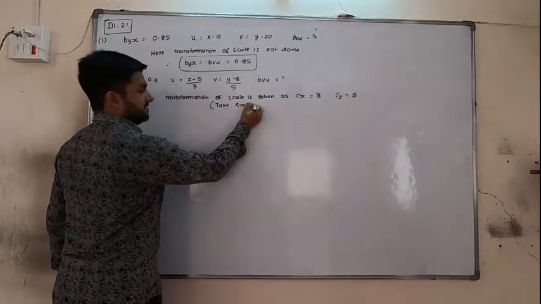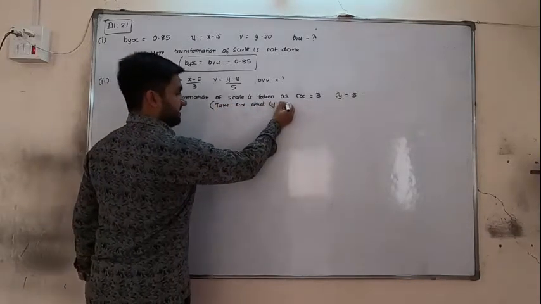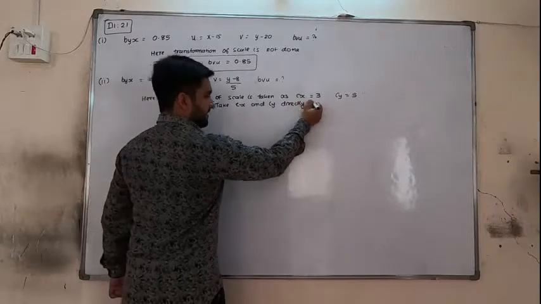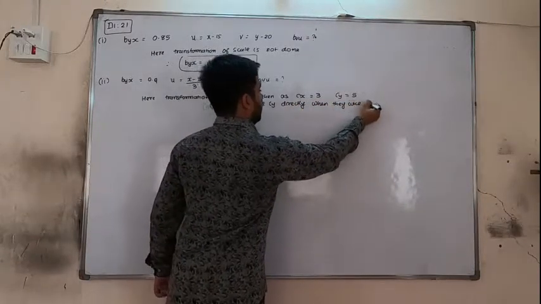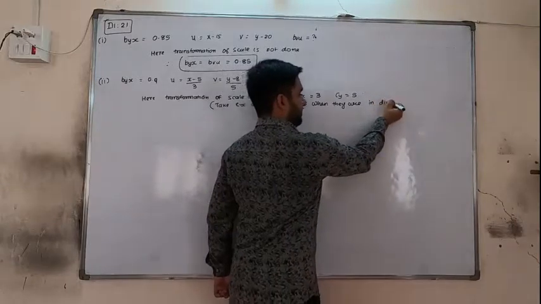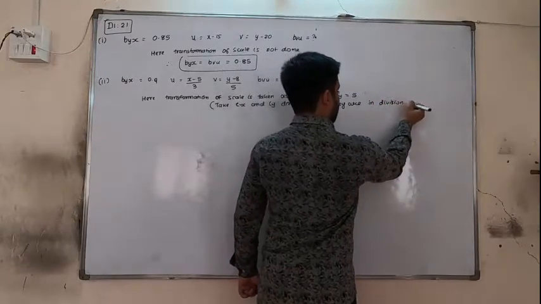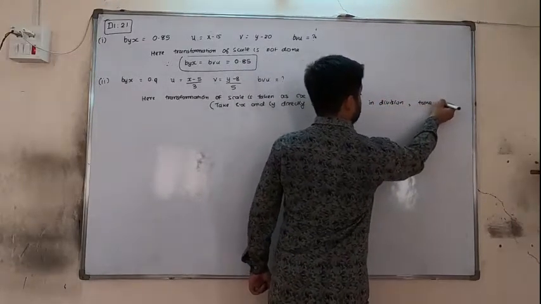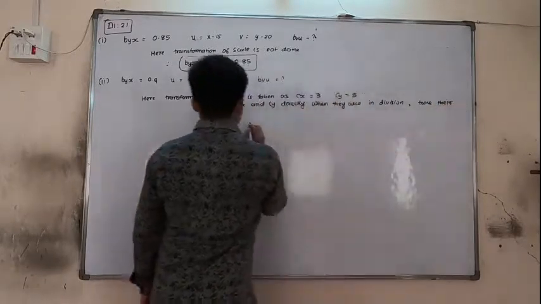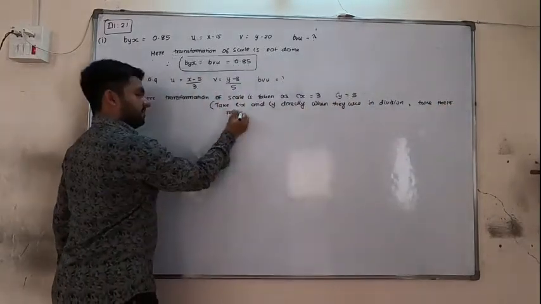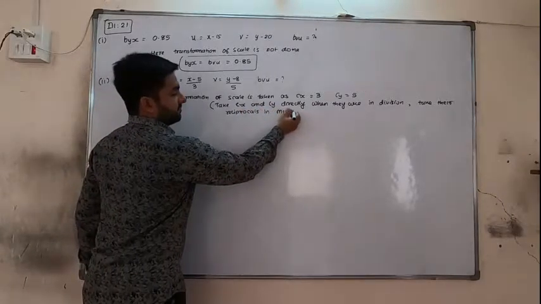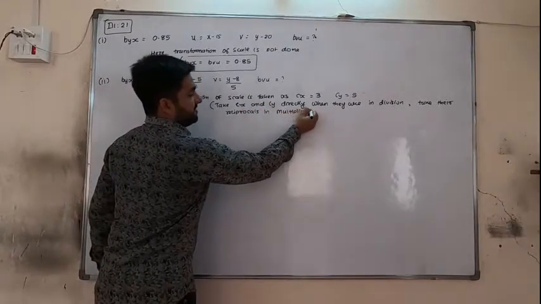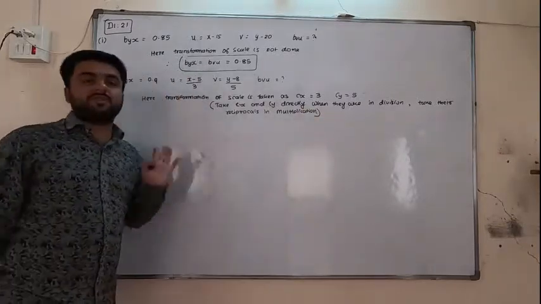Take Cx and Cy directly when they are in division. Take their reciprocals in multiplication, which is coming in third question only. So this is to remember.